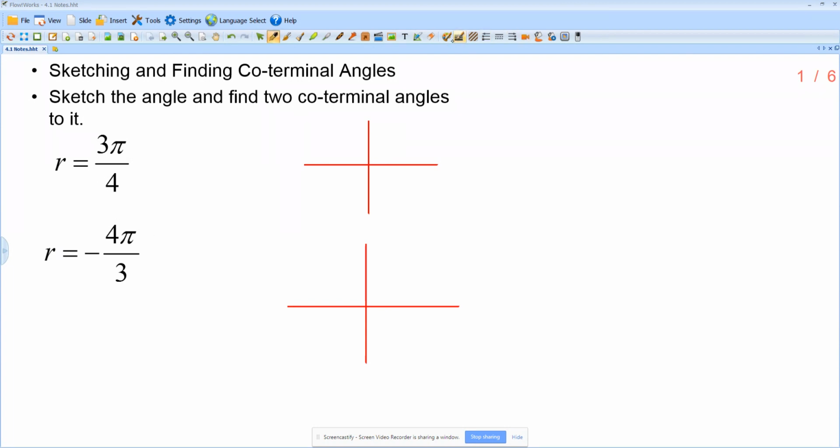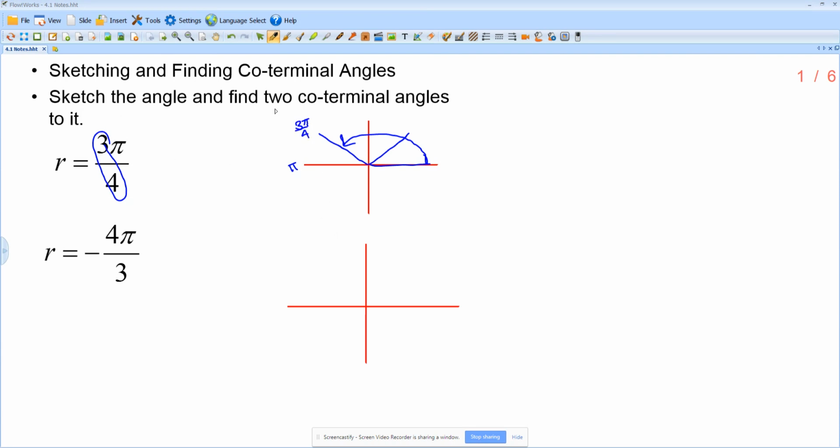Because this is a positive angle, I'm going to be starting on this x-axis in the positive direction, on the positive portion of the x-axis. And then because it's a positive angle, I'm going in the positive direction, which means counterclockwise. And what I want to do is go 3/4 of a full pi. Well, pi is right here. So I'm essentially saying I want to cut this into four pieces. 1, 2, 3, 4. And I'm going 3 of them. So that's the angle 3 pi fourths. We can label it right here, 3 pi fourths.